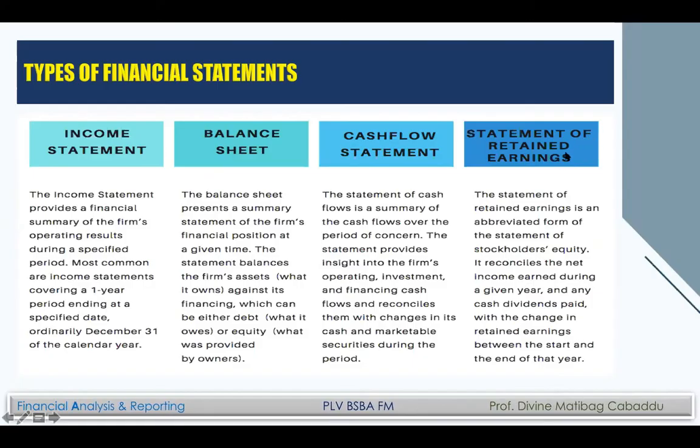And last but not the least, we have statement of retained earnings. It's an abbreviated form of the statement of stockholders' equity. It basically reconciles your net income, and if there are cash dividends paid, you deduct it from your retained earnings for you to be able to know the retained earnings at the end of the year.